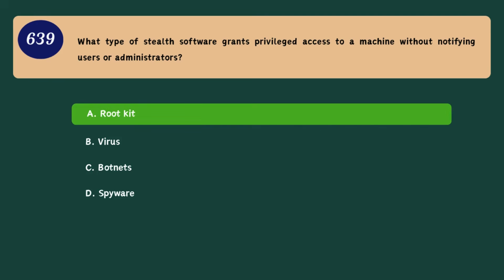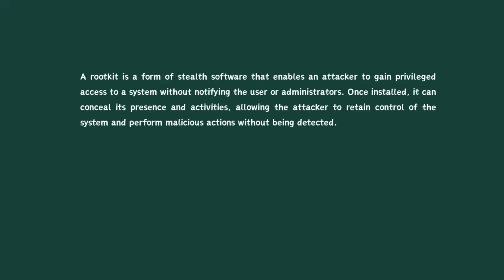Correct answer: A. Rootkit. A rootkit is a form of stealth software that enables an attacker to gain privileged access to a system without notifying the user or administrators. Once installed, it can conceal its presence and activities, allowing the attacker to retain control of the system and perform malicious actions without being detected.